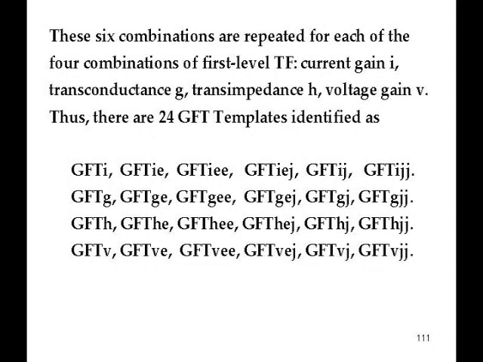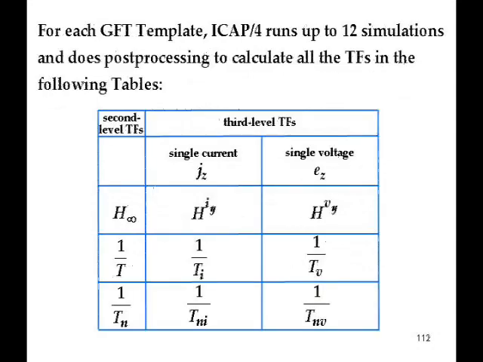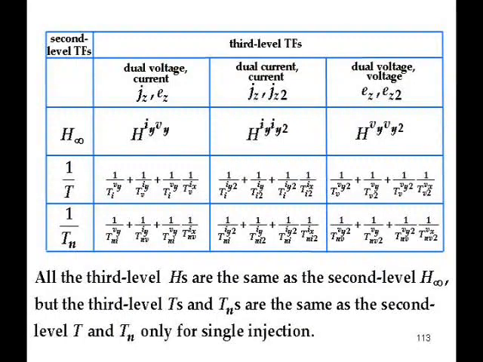I already said this, it runs up to 12 simulations. The 13th one is simply the original gain with no injection at all, as a check on whether the formula gives you the right answer. This is a table of the results. Dual voltage current, current, voltage, voltage.